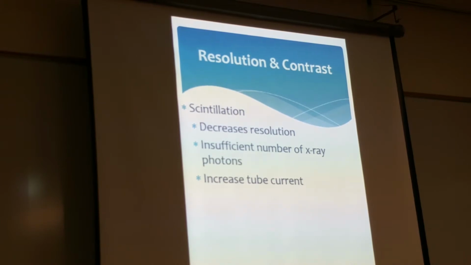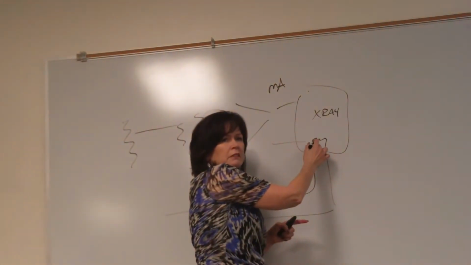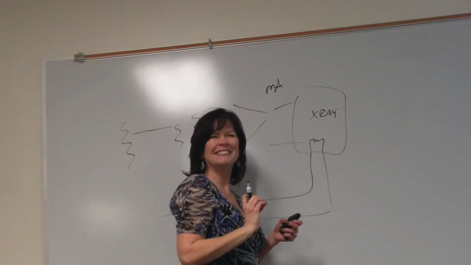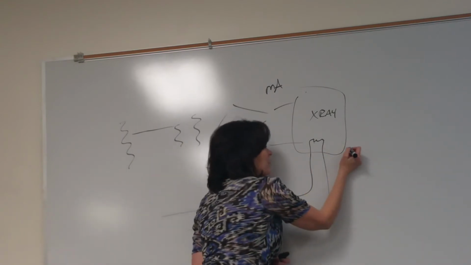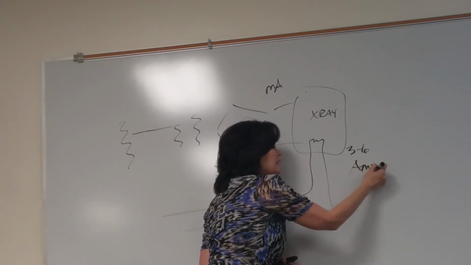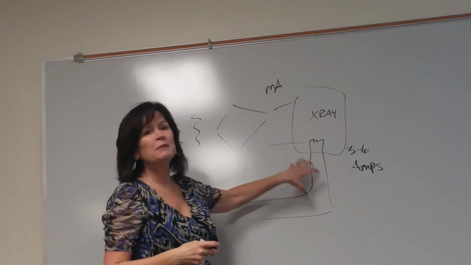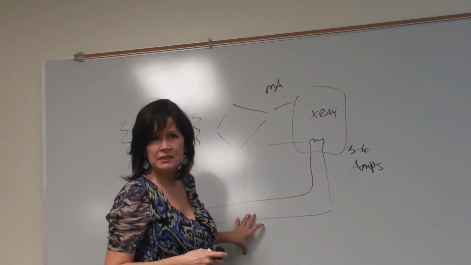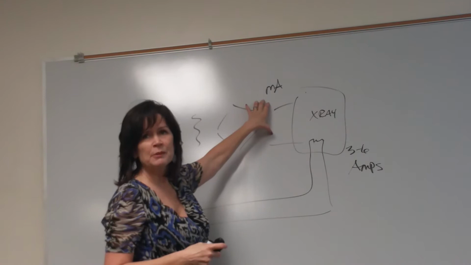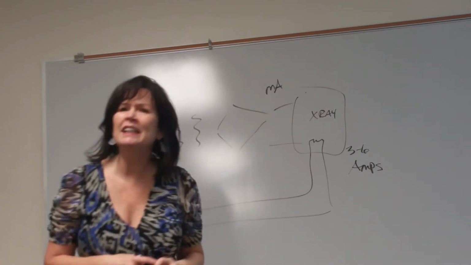X-ray tube circuit is measured in milliamps. Now the filament, do you remember how much it takes for electrons to be boiled off at the filament in an X-ray tube? Okay, I'll remind you, 3 to 6 amps. So the filament circuit is measured in amps. The current in the tube circuit is measured in milliamps. Does that ring any kind of bell?